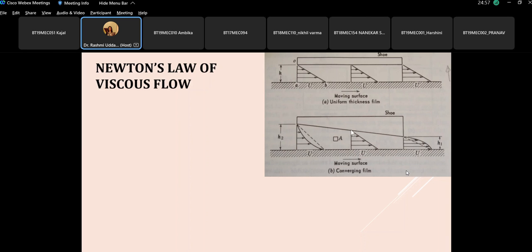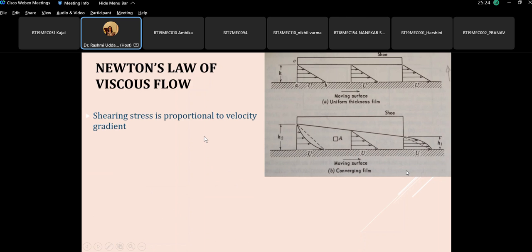So at the center, this velocity is the same as the velocity for a uniform thickness film, where the velocity gradient is linear. Here the velocity gradient is non-linear on these two sides. So the distribution of velocity is such that the area under this solid line and under this solid line happens to be the same.